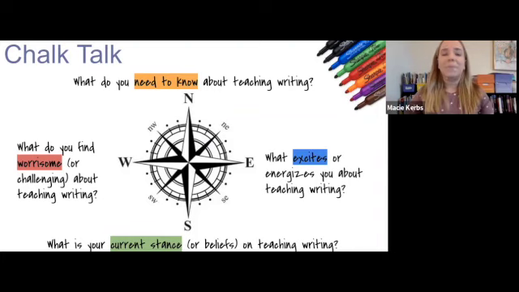So we ask them, this is an example of a group I was working with on teaching writing. The north point is, what do I need to know? The south is, what do I believe? The E is, what excites or energizes you. And the W is worrisome. So we're thinking about the points of the compass, orienting ourselves and reflecting.